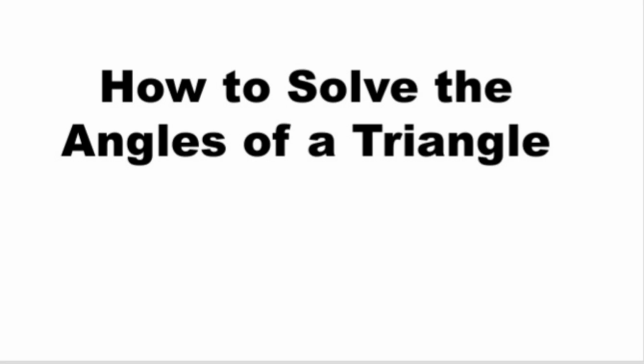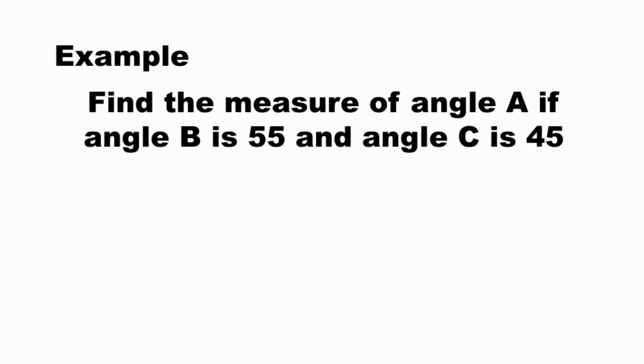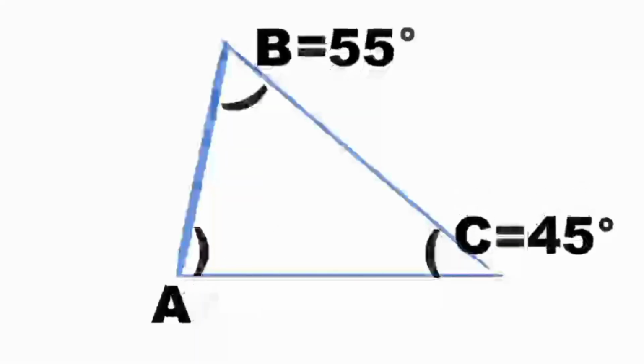How to solve the angles of a triangle. Example: find the measure of angle A if angle B is 55 and angle C is 45. Here in the figure, angle A is unknown while angle B is 55 and angle C is 45.